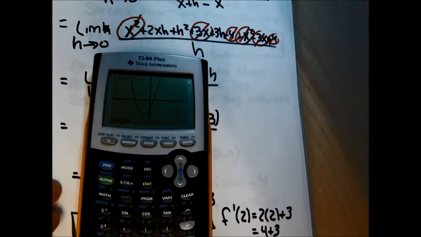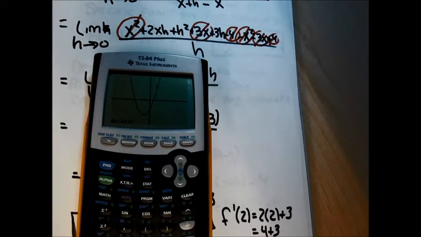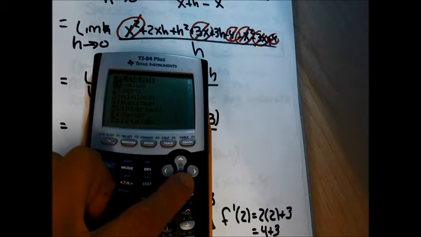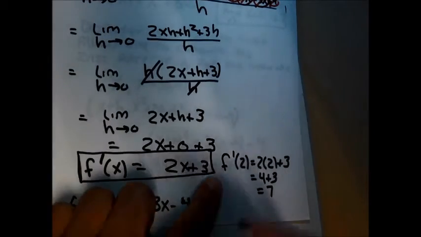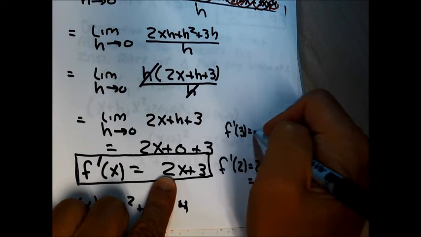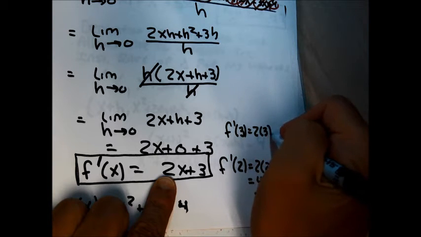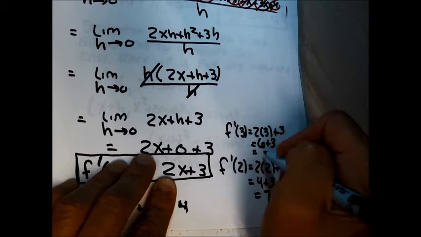I typed in 2, and it told me the instantaneous rate of change at 2 is 7. If I wanted to find the instantaneous rate of change at 3, I would just go second calc, dy/dx, 3, and I'd get 9. Well, the beautiful thing about having that formula is that if I plug 3 into it and did f prime of 3, it's going to give me 2 times 3 plus 3, which is 6 plus 3, which is 9.